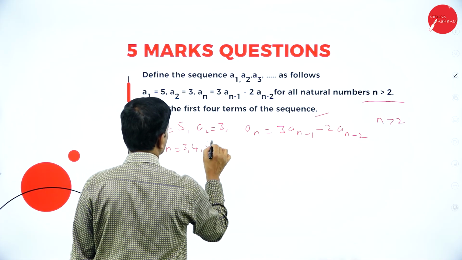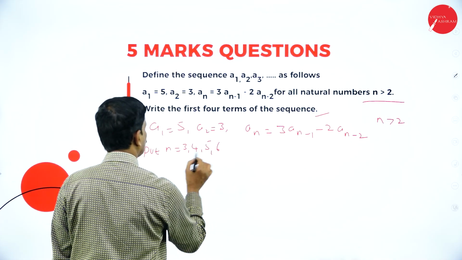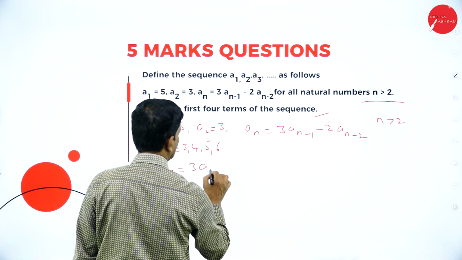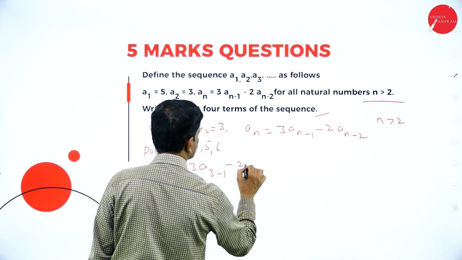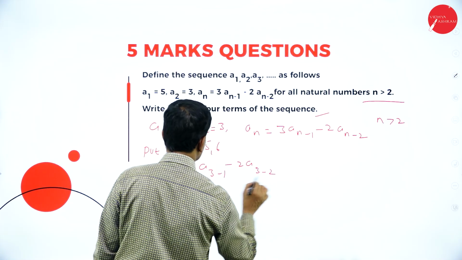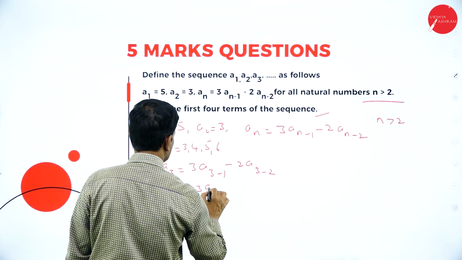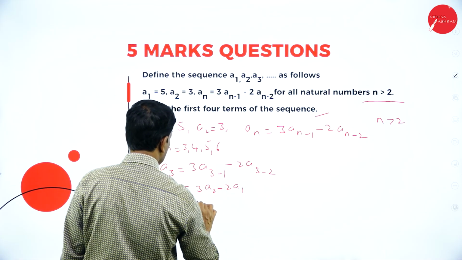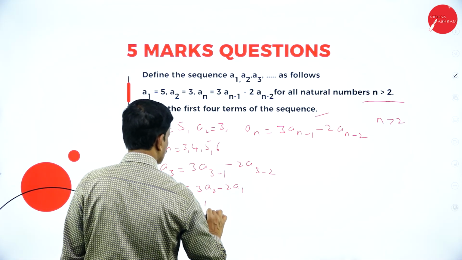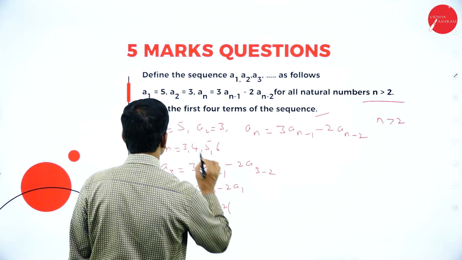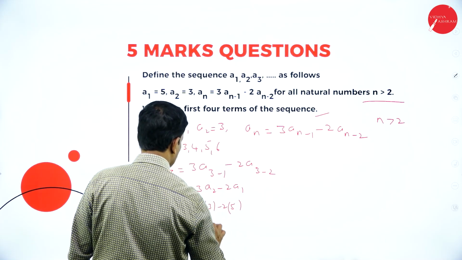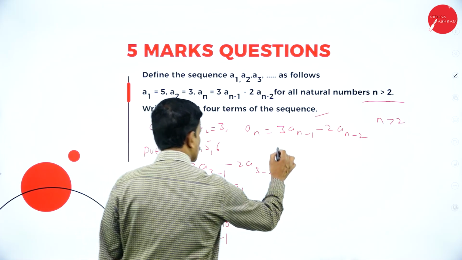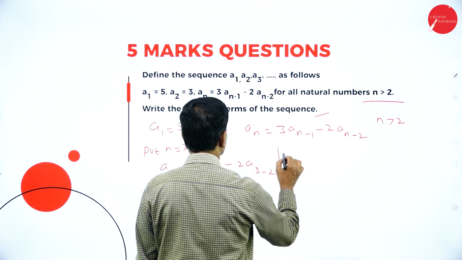Greater than 2 means put n is equal to 3, 4, 5, 6. So if you put n is equal to 3, then a3 is equal to 3a3 minus 1 minus 2 times a3 minus 2. So this is 3 times a2 minus 2 times a1. a2 is 3 and a1 is 5. So 3 3s are 9 minus 10, that's equal to minus 1. Similarly, put n is equal to 4.